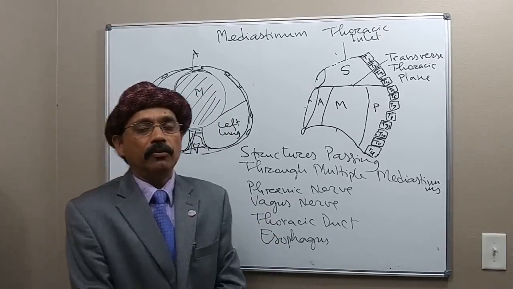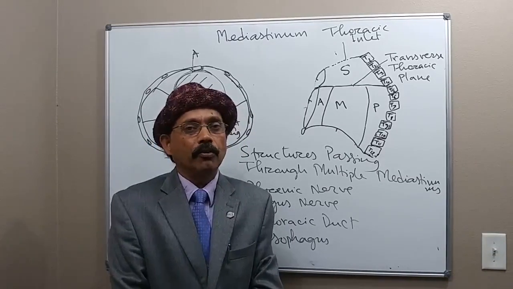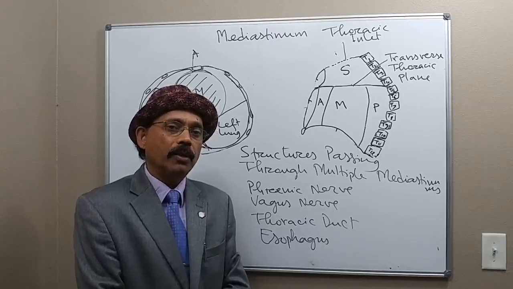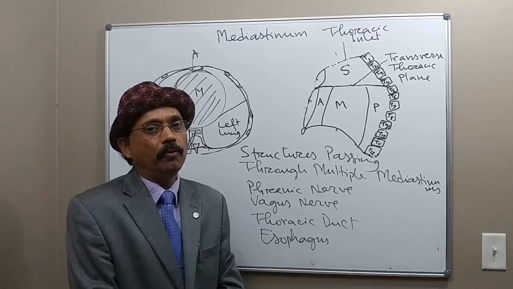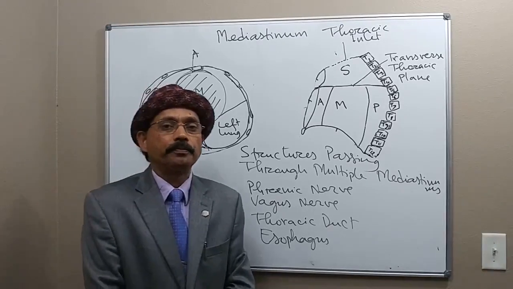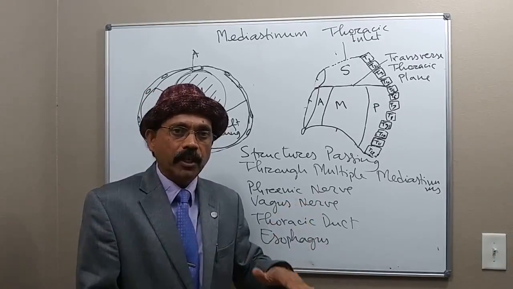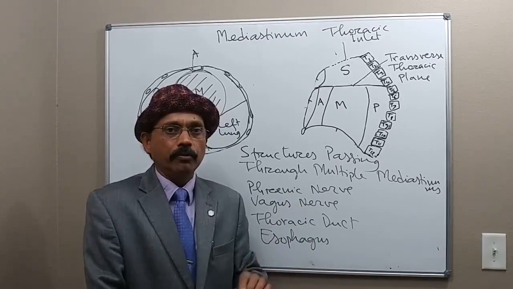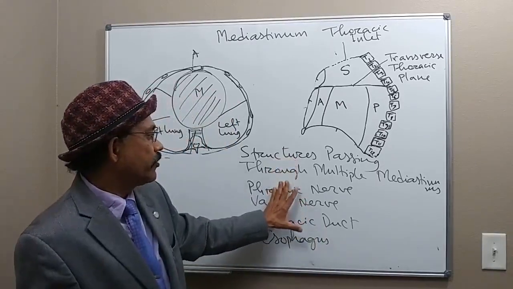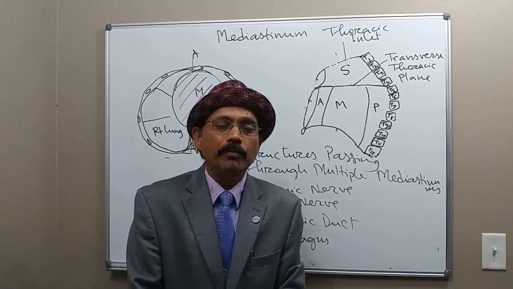Esophagus is formed in the neck from the lower part of the laryngopharynx. It is a content of the neck, superior mediastinum, posterior mediastinum, and it is also partly a content of the abdomen. At the esophageal opening of the diaphragm at the level of T10, it enters the abdomen, and under the diaphragm it has a short course, then continues as the stomach. So structures passing through multiple mediastinums, we have gone through this. So that's all about the mediastinum.